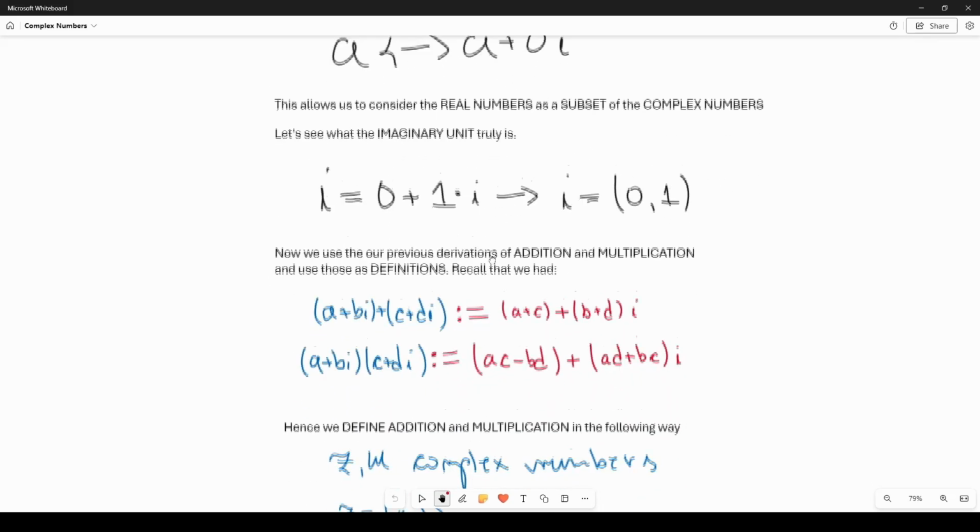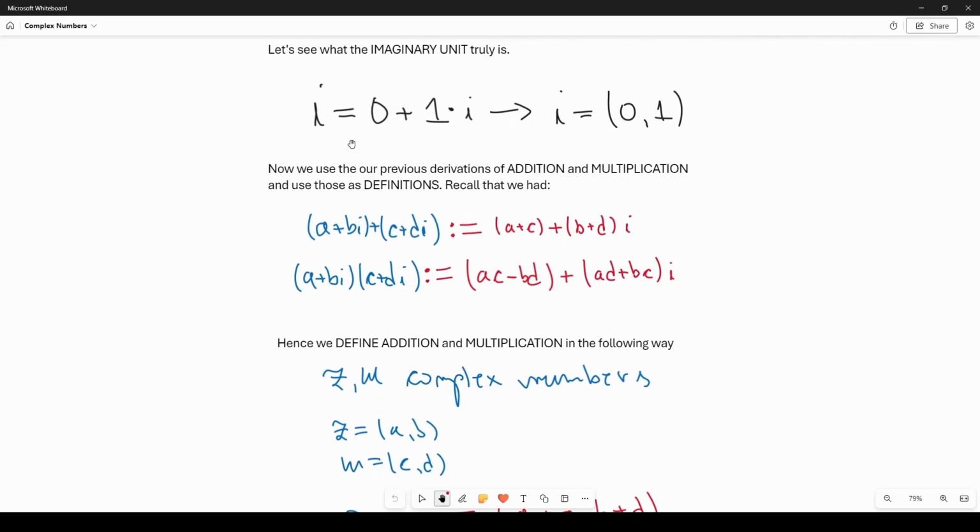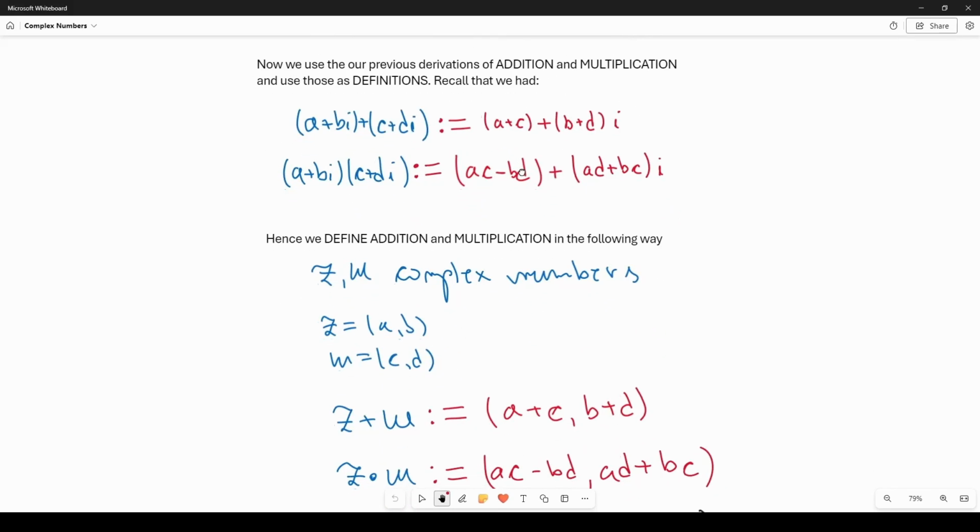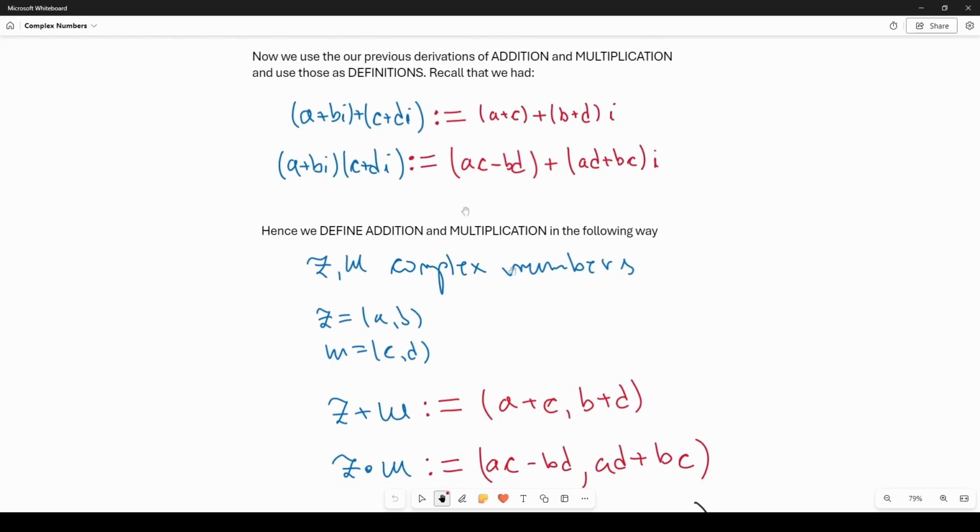So now we can see what the imaginary unit I truly is. We write it out in the form of A plus B times I. So A is 0, B is 1. So we get that I is actually equal to this ordered pair over here. And now, using our previous derivations of the definitions of addition and multiplication, we can define addition and multiplication for our ordered pairs, that is, for our complex numbers defined this way.